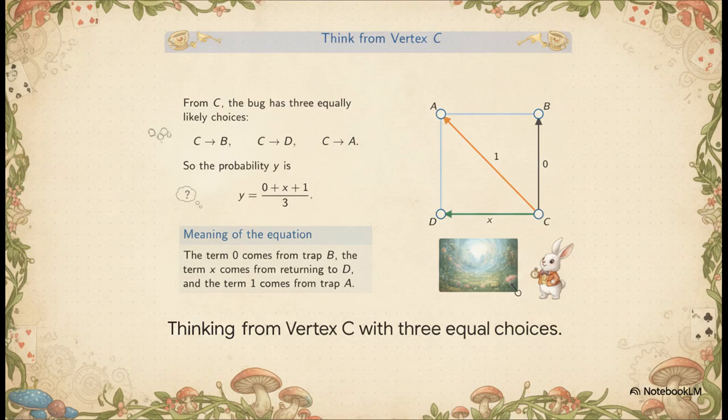Moving to B is an immediate failure, so that's a 0. Moving back to D gives us our first unknown probability, X. And taking the diagonal to A, boom, success, that's a 1. Since there are 3 equally likely choices here, the probability Y is simply the average of these 3 distinct outcomes: (0 plus X plus 1) all divided by 3.